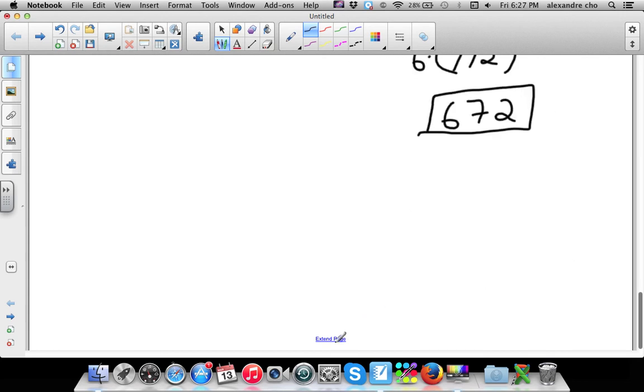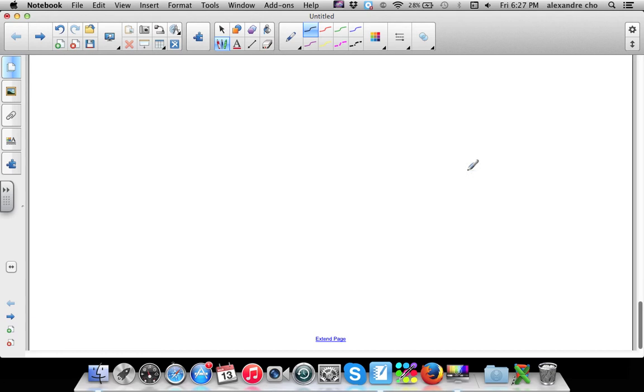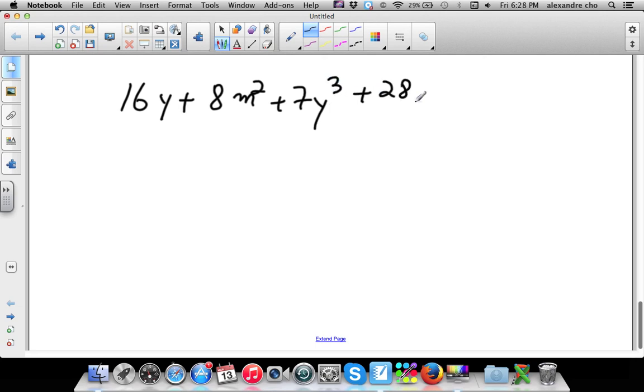Okay. We had a few more, about 3 more questions. Alright, so what are the like terms in the expressions? Okay, so it's not easy, it's not hard. 1 and 2. 16y plus 8m squared plus 7y cubed, yikes, plus 28y plus 5m squared.